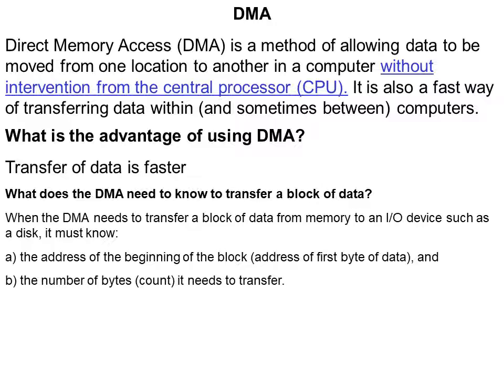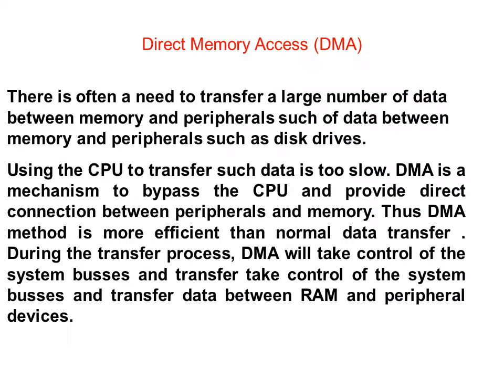In this, we have to provide two things. First is the address of the beginning of the block, that means from where we have to transfer the data, and how many bytes we need to transfer. These two things we have to provide when we want to transfer a block of data.